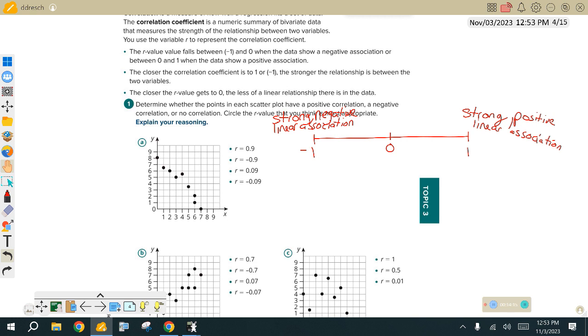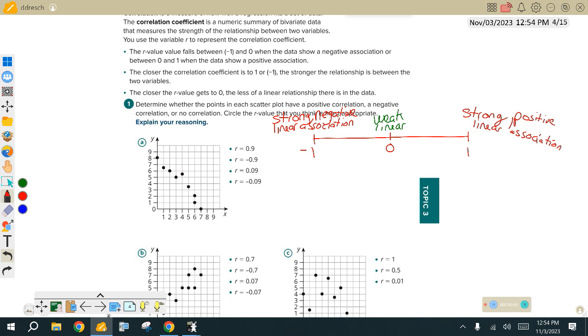And then the last part where it can sometimes land, if it's closer to that 0, 0 is where we say it's weak. What do I mean by weak? Jayla pointed it out a few minutes ago. Which one was not linear on the previous page? A, B, or C? B was what we say was no correlation, no linear correlation. That was what we call a weak linear association.